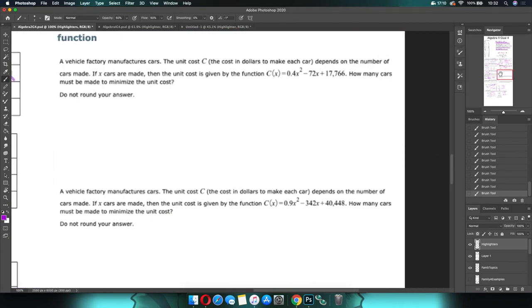A vehicle factory manufactures cars. The cost C per unit depends on the number of cars.